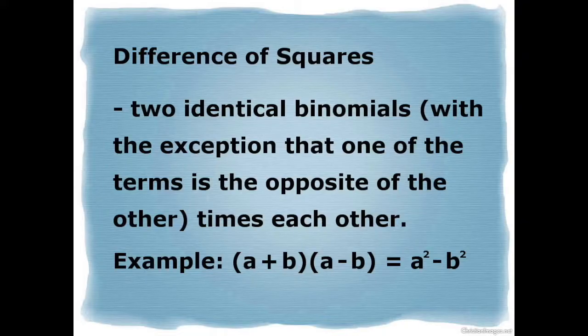Today we're going to be studying special polynomials called the difference of squares and perfect squares. First, let's look at the difference of squares. The difference of squares are two identical binomials, with the exception that one of the terms is the opposite of the other. Example: a plus b times a minus b equals a squared minus b squared.